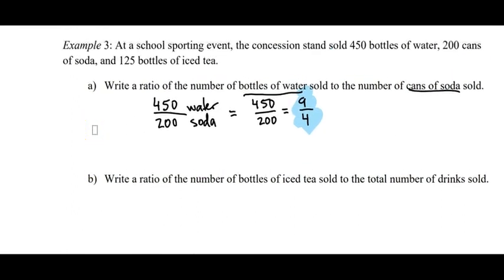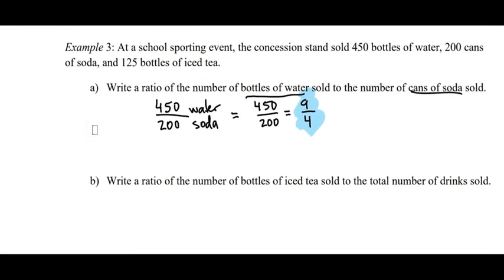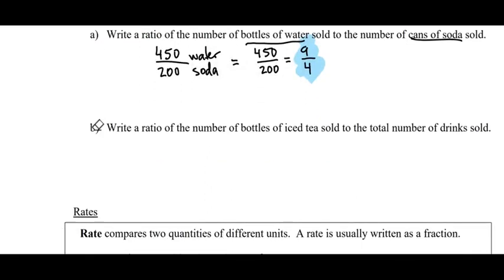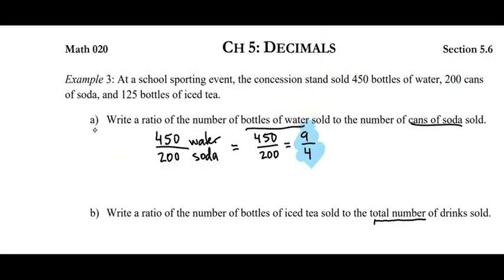So the next part is asking us to write a ratio of the number of bottles of iced tea sold to the total number of drinks sold. So here we're going to need to do a little bit of work because they did not give us the total number of drinks sold. We don't have that number. So let's go ahead and add them together.